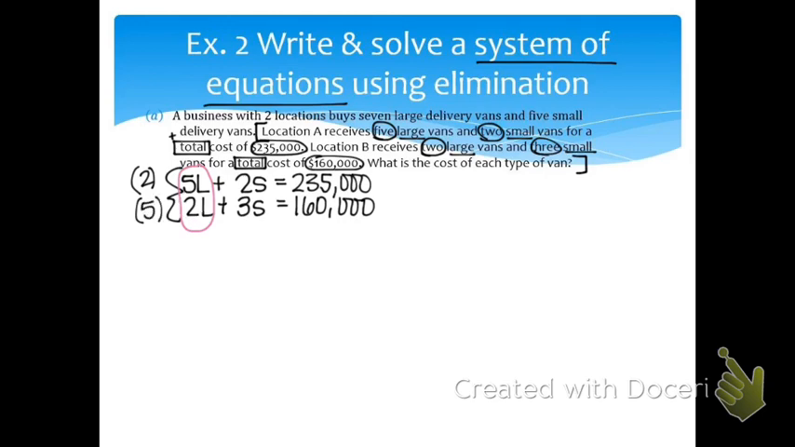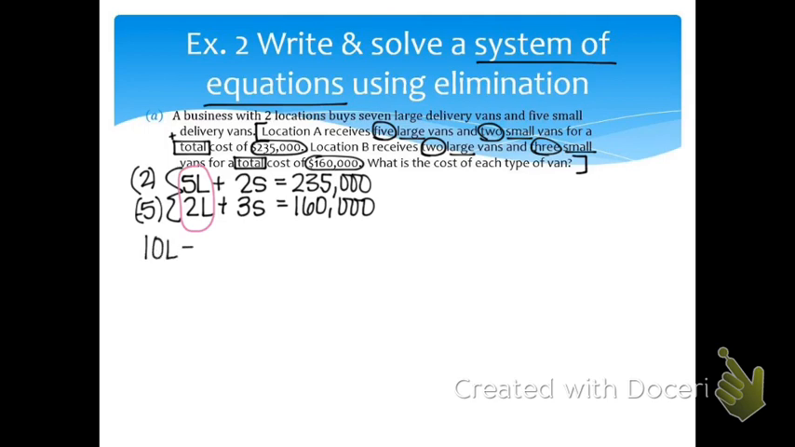Now, can they both stay positive? No, because this time my signs are the same, so one of them is going to have to be negative. Doesn't matter which one? No. So which one do we want to make negative? Let's make the 5. I heard 5. Okay, so we multiply the first equation through by a positive 2, and what do we get?